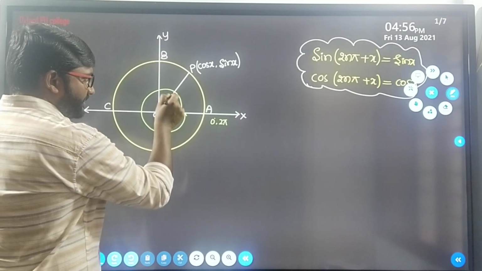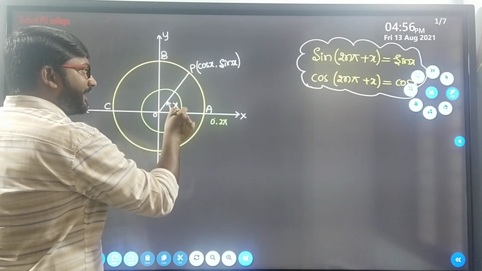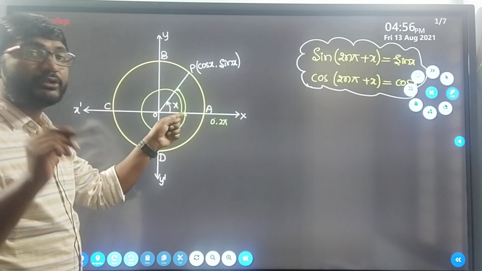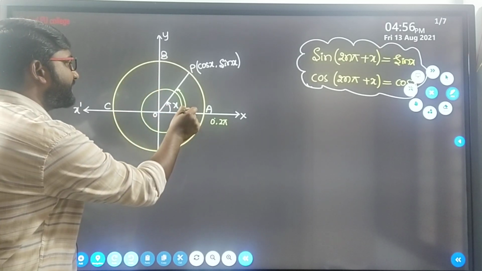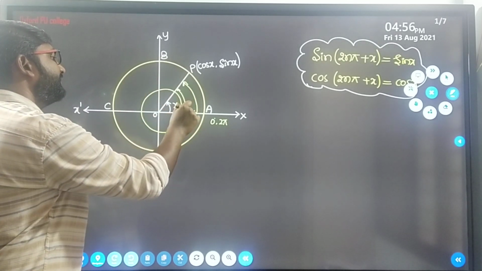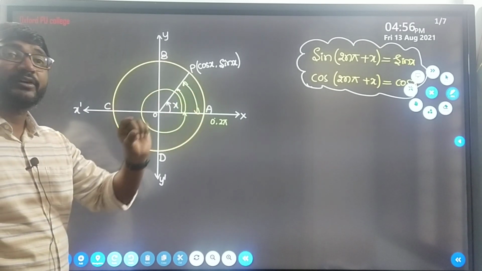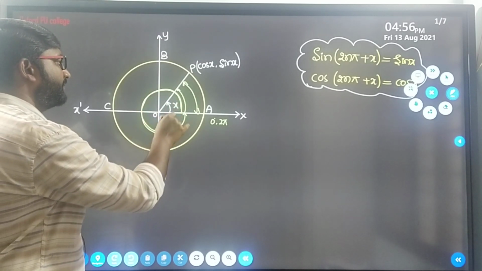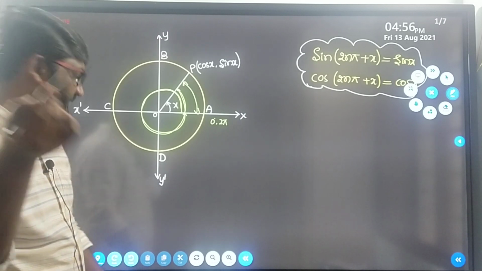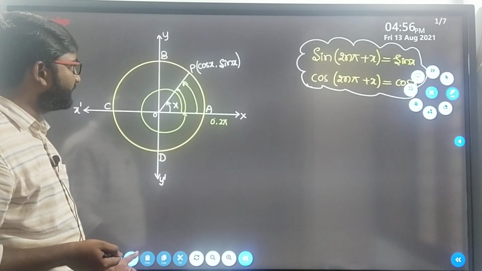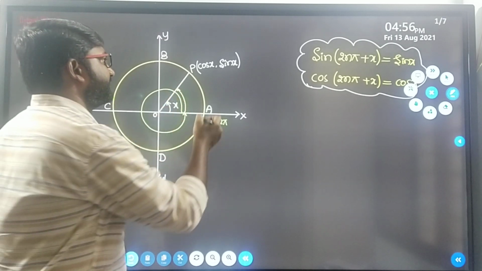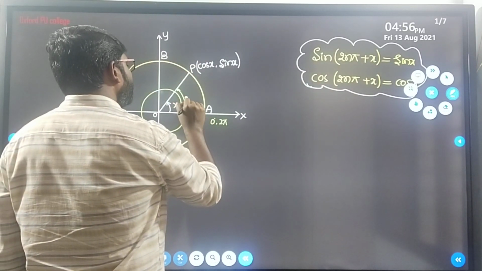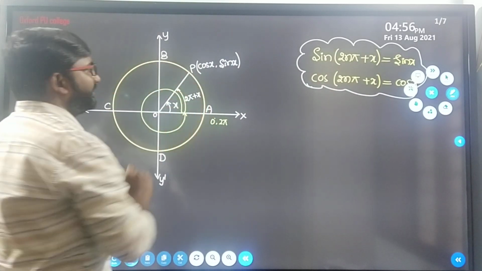So this is one complete revolution. To this angle I will add this extra angle. One complete revolution is nothing but 2π, plus I am taking this angle, which is nothing but x. Overall, what is the total angle from here to here? It is going to be 2π plus x.